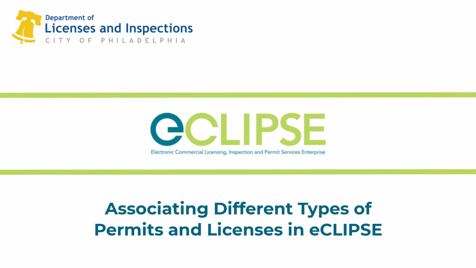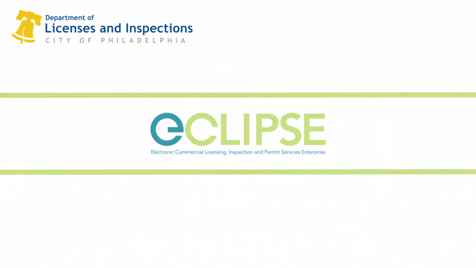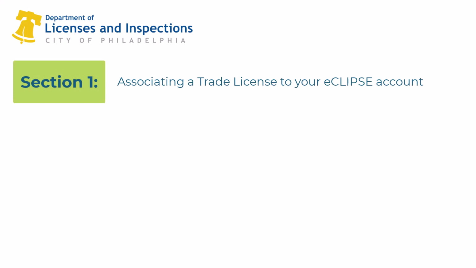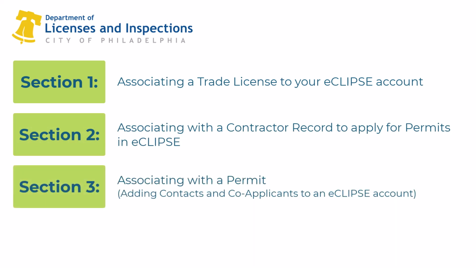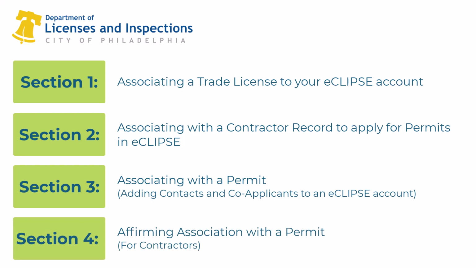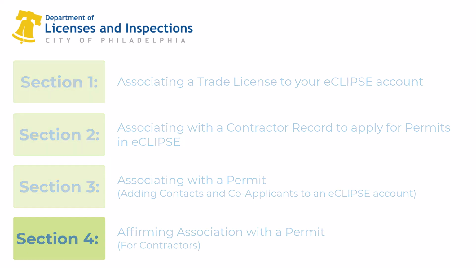In this video, we're going to cover how to associate different types of permits and licenses in eCLIPSE. There are 4 types of associations we will focus on in this video. Associating a trade license. Associating with a contractor record to apply for permits in eCLIPSE. Associating with a permit, and affirming association with a permit.